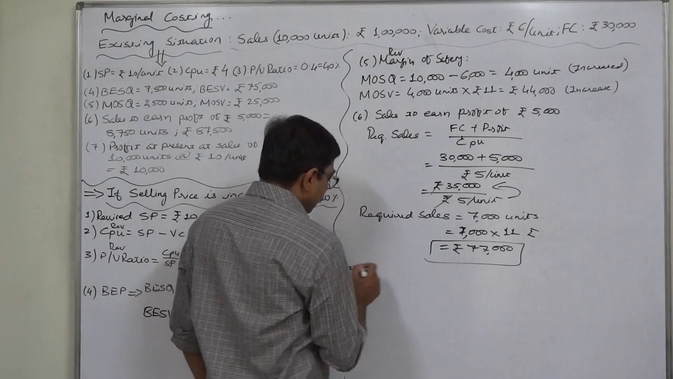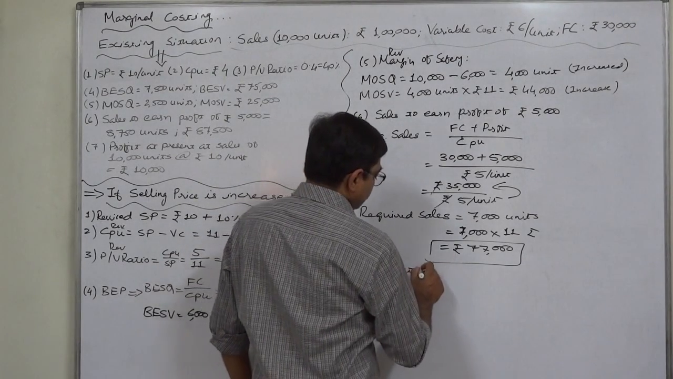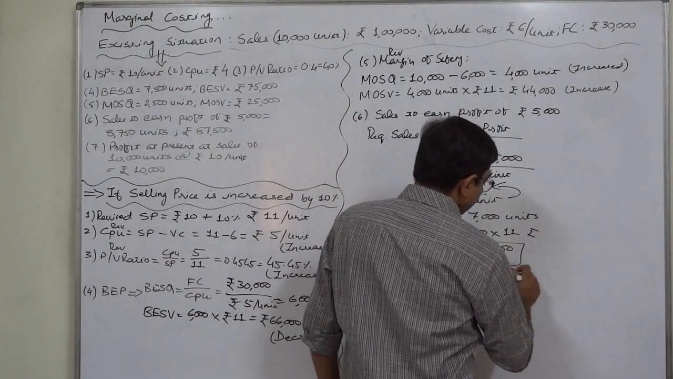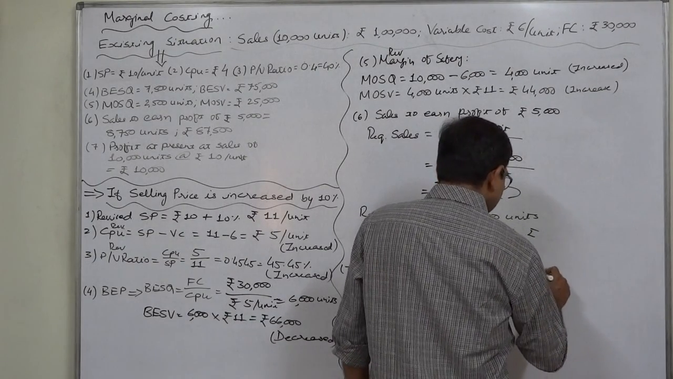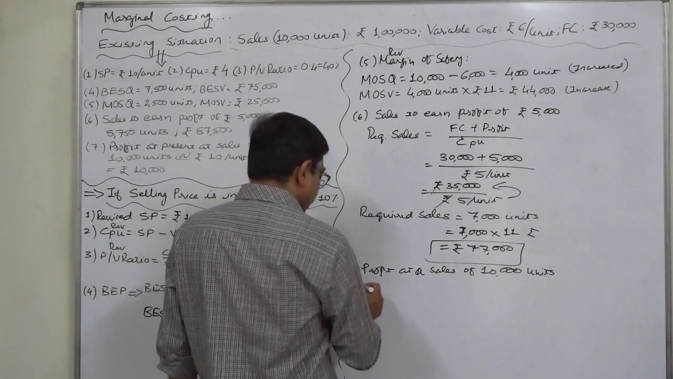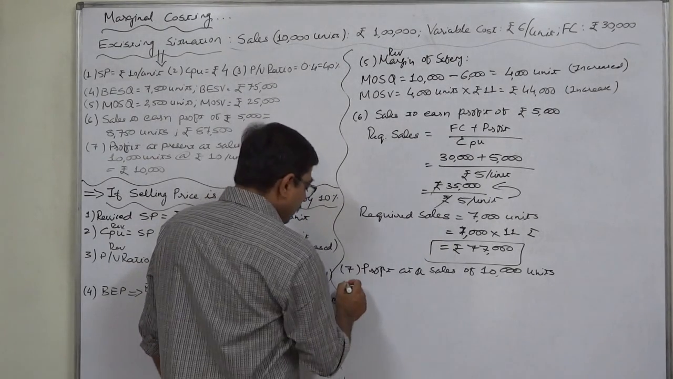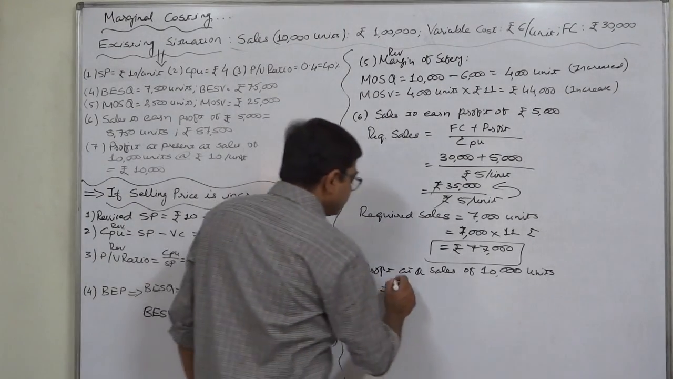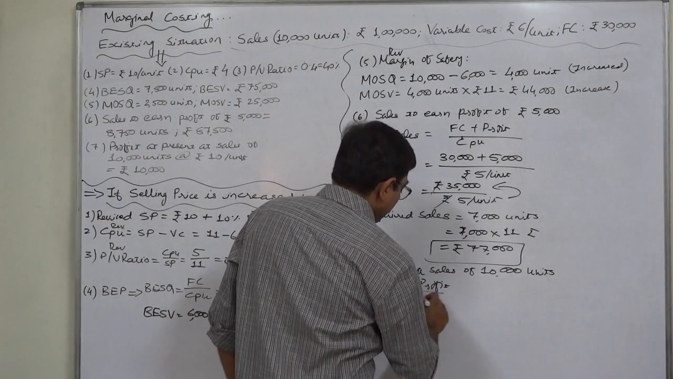And last, the thing we have voluntarily included, profit at present at a sales of 10,000 units. We believe that even if we increase the selling price by 10%, our periodical sales is going to remain 10,000 units as it is at present. Then what will happen? Again we are using the same formula, the required sales formula, or we cannot write the word required because we are not going to calculate the sales. Sales equals fixed cost plus profit upon CPU. We can write this kind of wording.